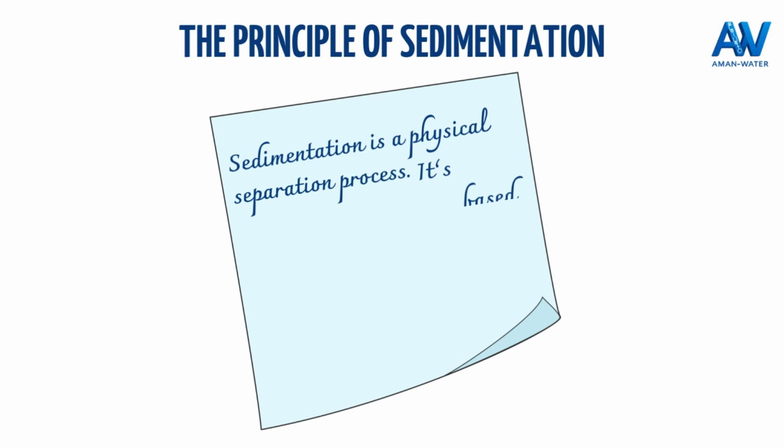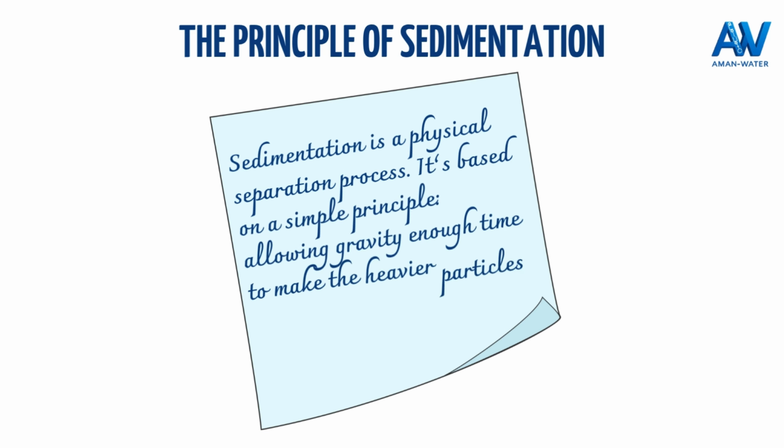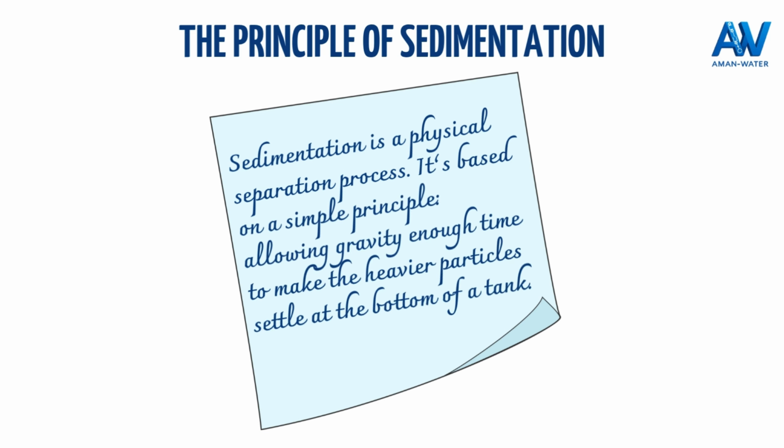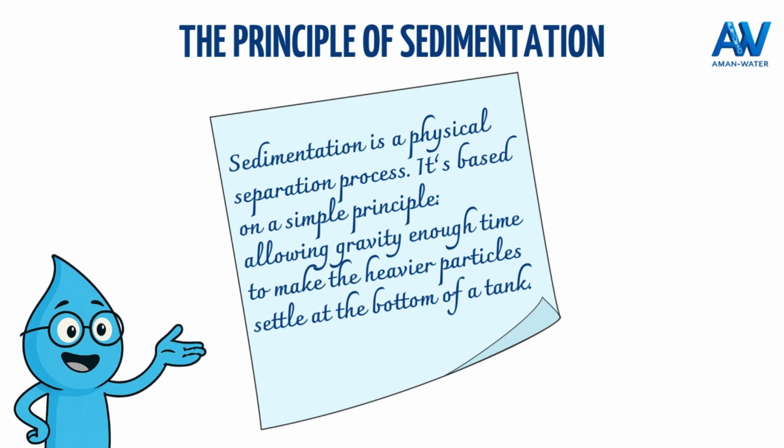Sedimentation is a physical separation process. It's based on a simple principle: letting gravity do its job, pulling heavy particles down to the bottom of a tank. In water treatment, this step comes before filtration. It reduces the amount of suspended matter, called TSS, total suspended solids, making the next stages easier and more efficient.